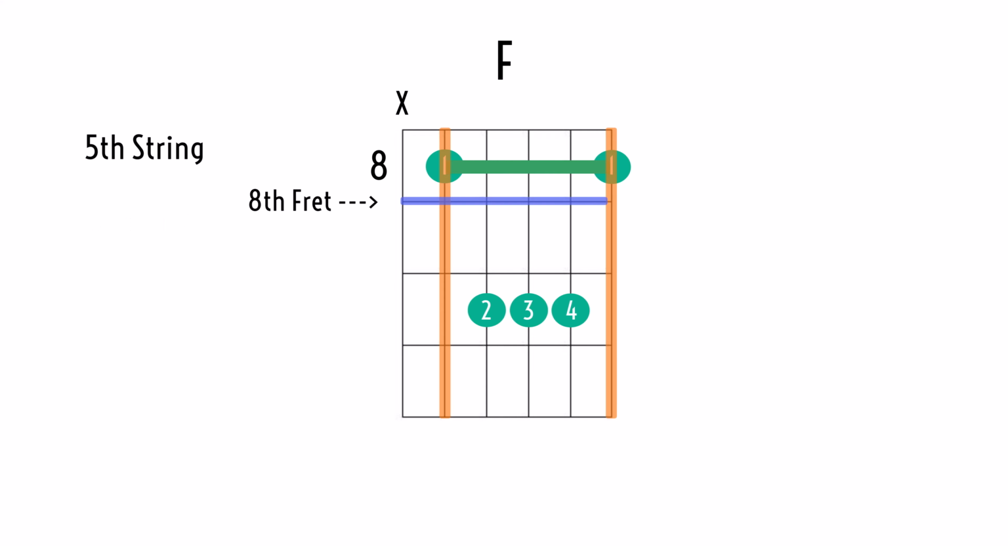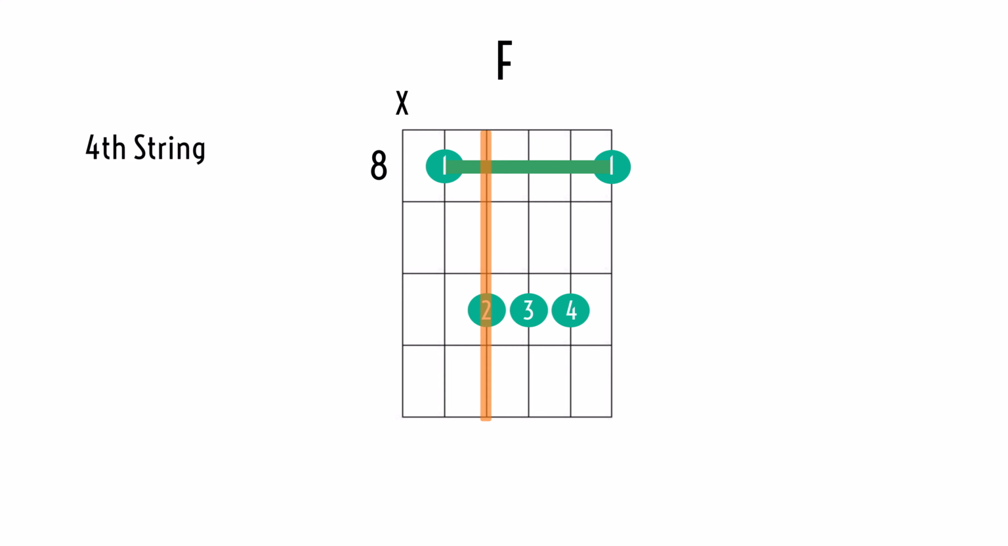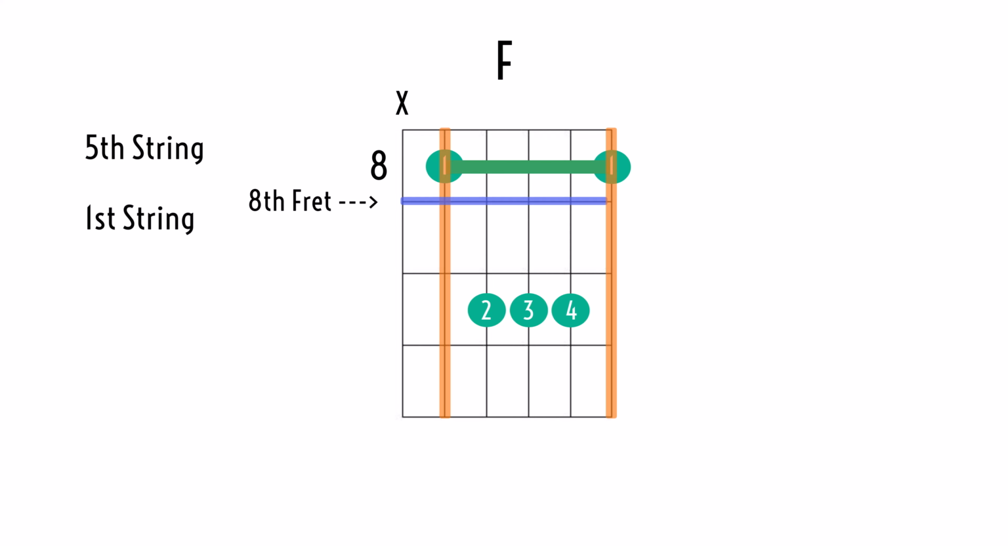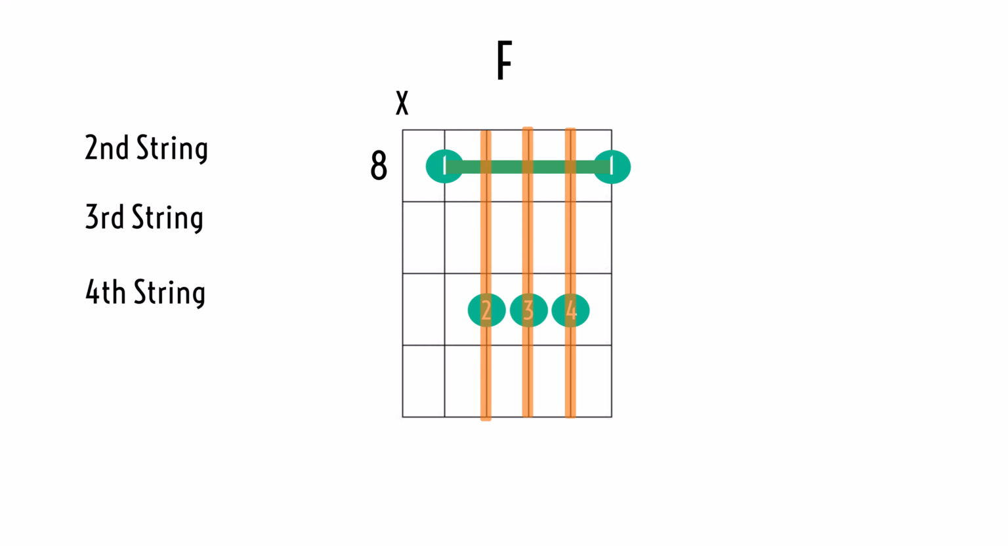We'll have our 2nd finger on our 4th string 10th fret, our 3rd finger on our 3rd string 10th fret, and our 4th finger on our 2nd string 10th fret. It's also worth noting that though we're barring our 8th fret from our 5th string all the way to our 1st string, the only two notes that we're really getting out of that are the ones on our 1st string and our 5th string, because our 2nd, 3rd, and 4th are being played by other fingers on another fret.